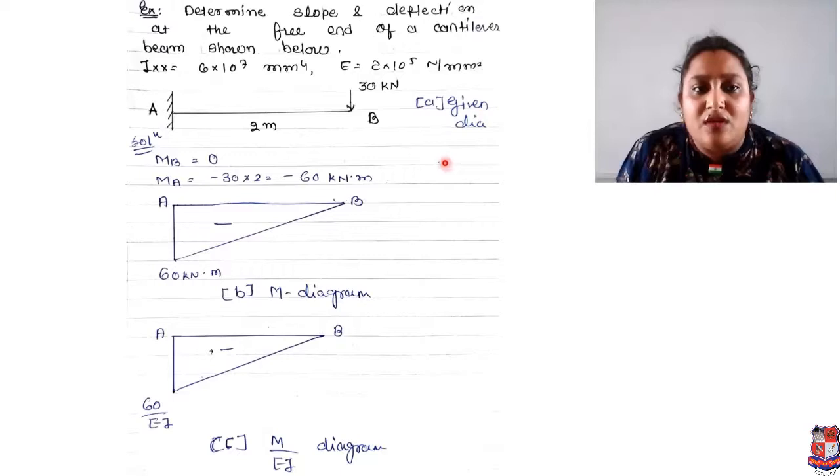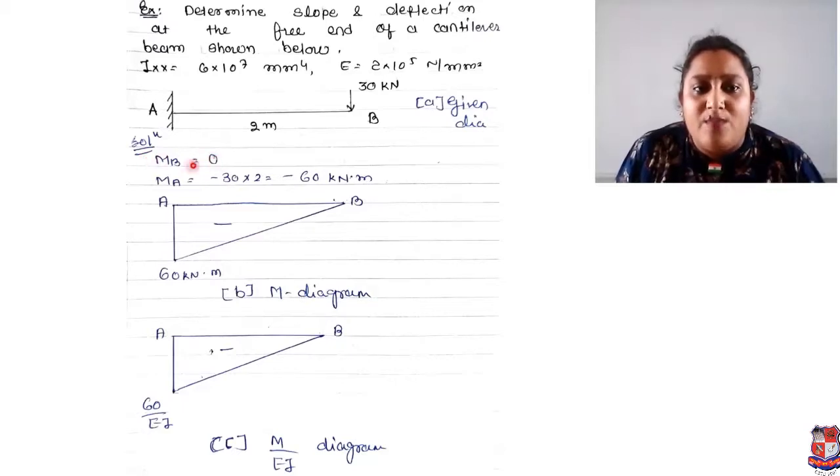The figure is given. In that figure you can see it's a cantilever beam. Span is 2 meter. A 30 kilonewton point load is given at the free end, and so it is our given diagram. Okay. So at first what will we do? We will draw the M diagram, our moment diagram. For that we have to find the moment. So it is a cantilever beam. Here the moment at B will be 0.